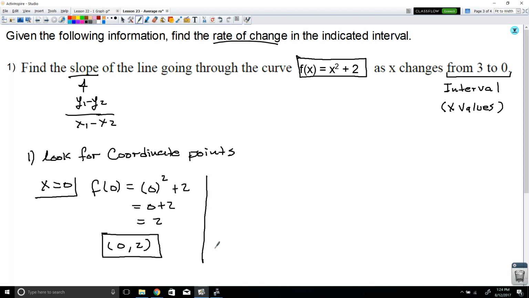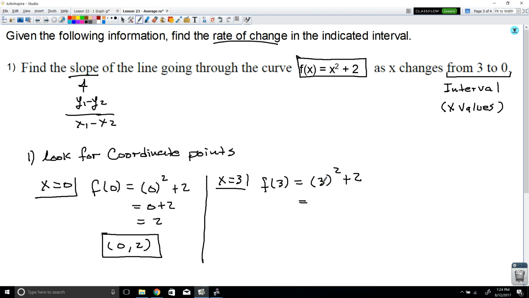We're going to do the same for the other point. So now let's see what happens when x is 3. How do we obtain that y value? Well, let's plug it into the formula. So we're going to have f of 3 equals 3 to the second plus 2.